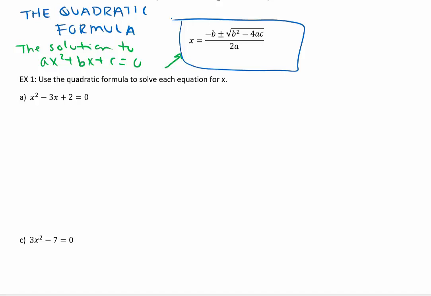This formula says that if you have a quadratic equation equal to 0, the solution can be found with that formula, where a is the number in front of the x squared, b is the number in front of the x, and c is the constant. So if I want to solve example a using the quadratic formula, my a would be 1, my b is -3, and my c is 2. I can just take these numbers and plug them right into that formula.